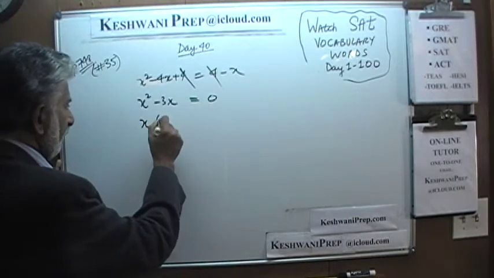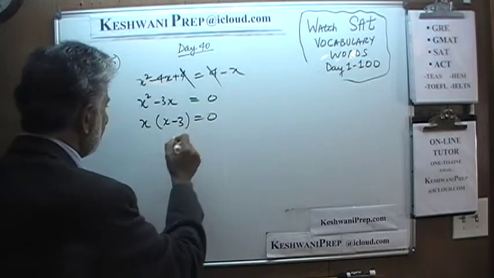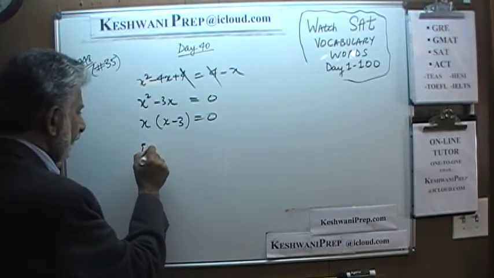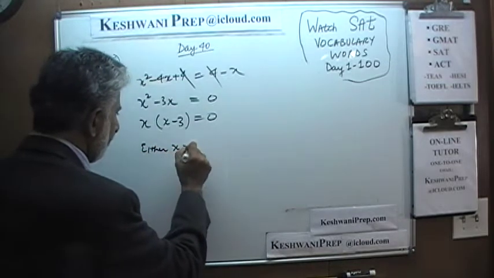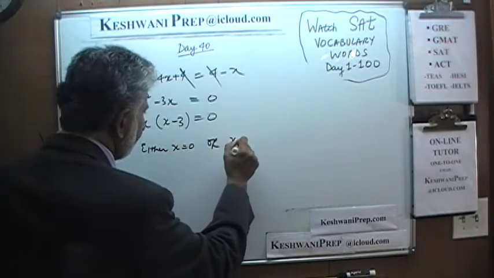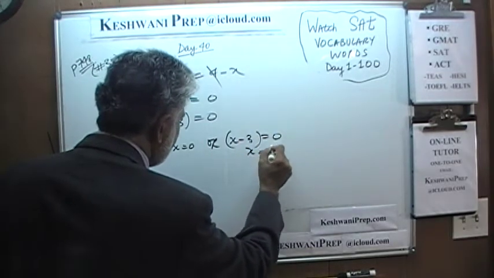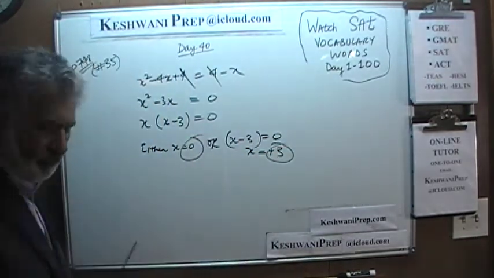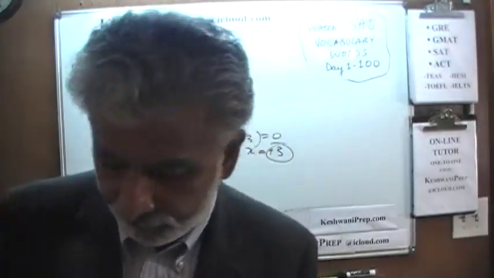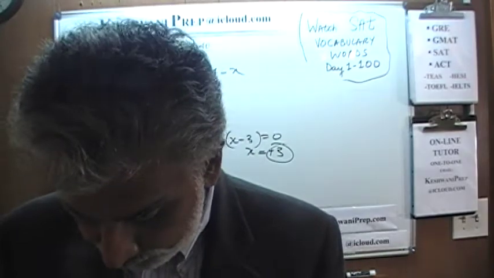So take out x common. It's x times x minus 3 is equal to 0. There you go. So that means either x is equal to 0 or x minus 3 is equal to 0, which means x is equal to positive 3. Which one of these two is the correct answer? The answer is they are both correct. You can grid in either one of them, they will accept either one.